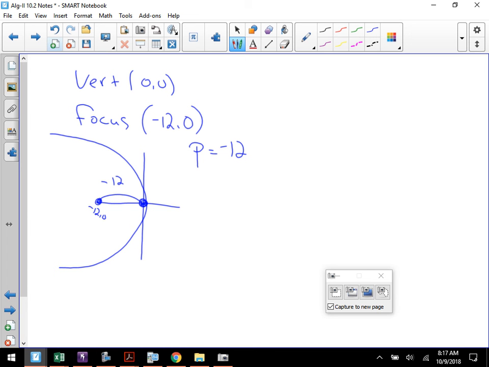This is a y squared. Y squared equals 4px, which therefore makes your equation y squared equals negative 48x.